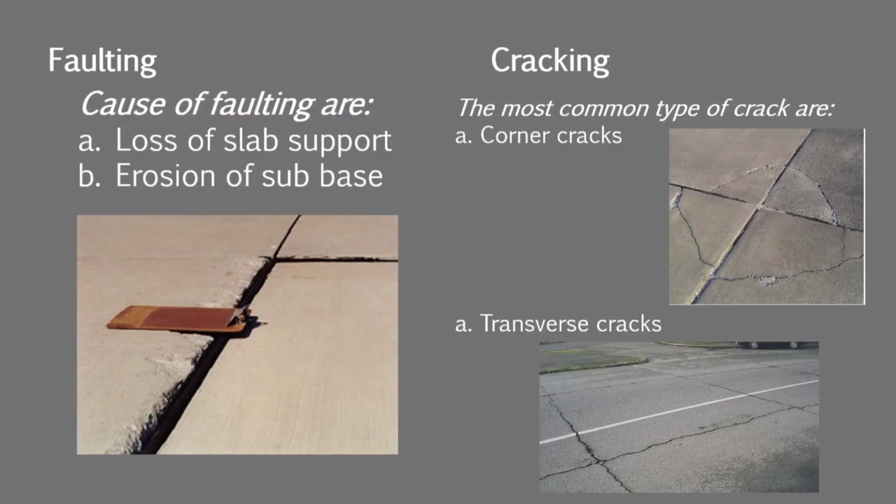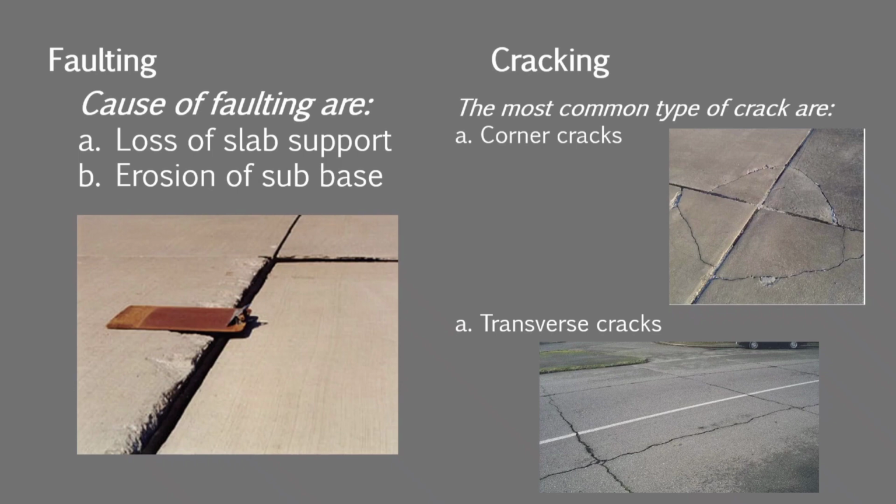Next is faulting. For faulting to occur, there must be free water on top of the base course and pavement deflection across the joint due to heavy axle loads. Faulting is the result of pumping, a tremendous force or load that develops under the pavement. Then we also have the causes of why faulting occurs. These include loss of slab support and erosion of sub base.